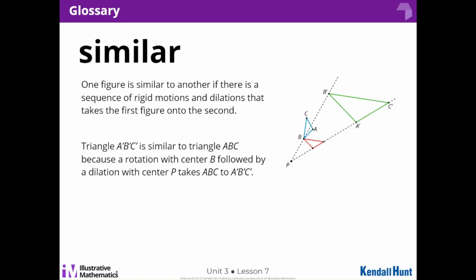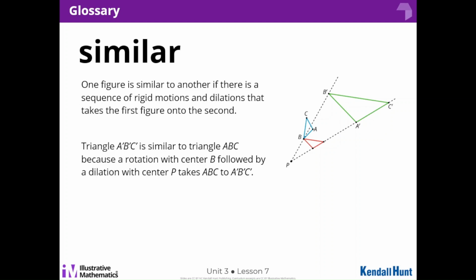For glossary terms, we're going to start out with similar. One figure is similar to another if there is a sequence of rigid motions and dilations that takes the first figure onto the second. So if we look at the diagram on the right, triangle A prime, B prime, C prime, which is the green triangle, is similar to triangle ABC, which is the blue triangle.